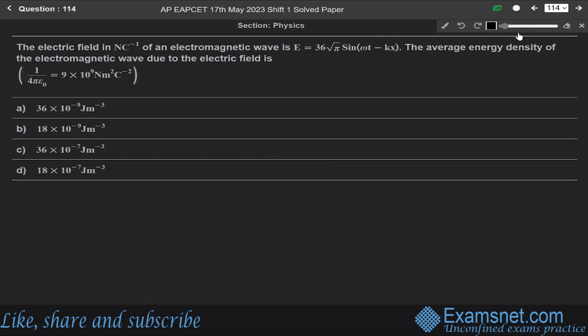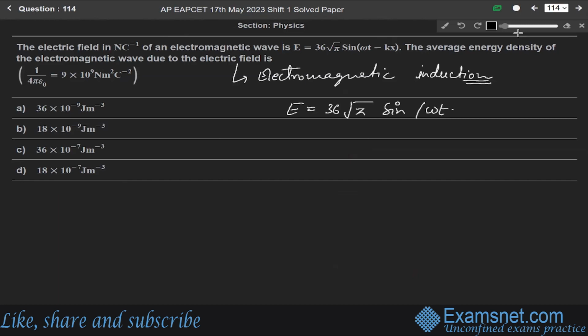Now next question 114. The electric field in Newton per coulomb of an electromagnetic wave is E equals 36 root pi sine(omega t minus kx). The average energy density of the electromagnetic wave due to the electric field is. Okay. So this question is from the chapter of magnetic induction. Now, according to the question, we are given the electric field E equals 36 root pi sine(omega t minus kx).